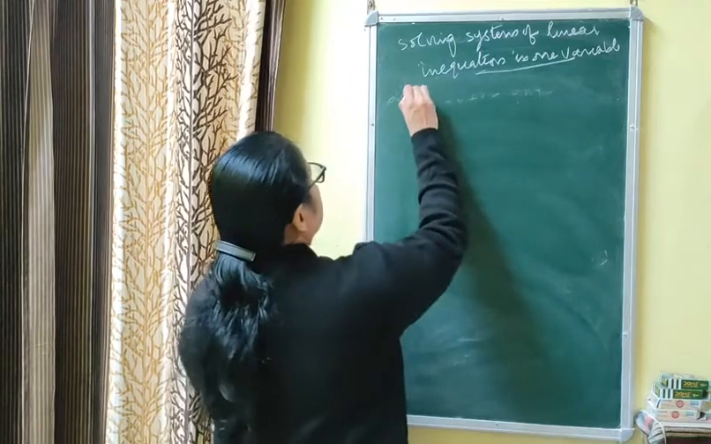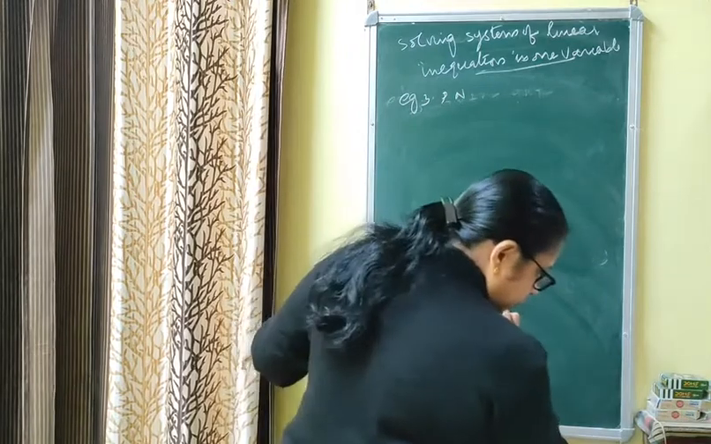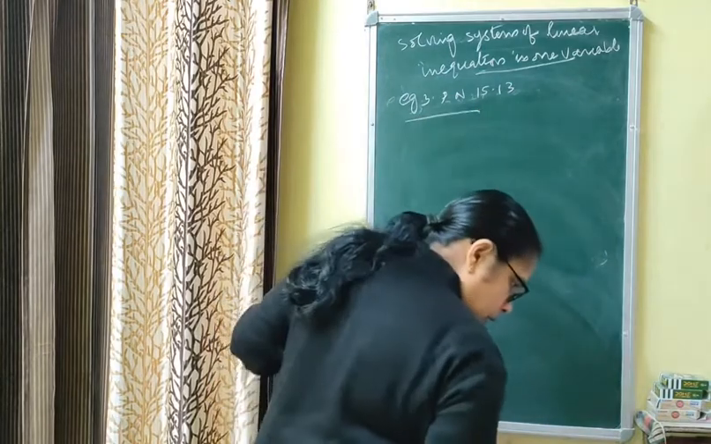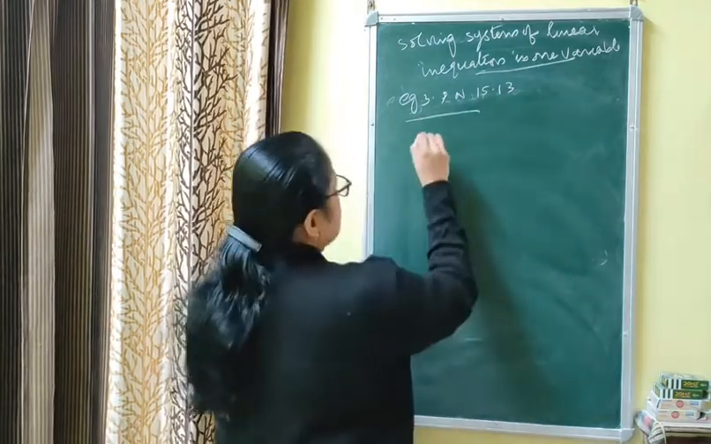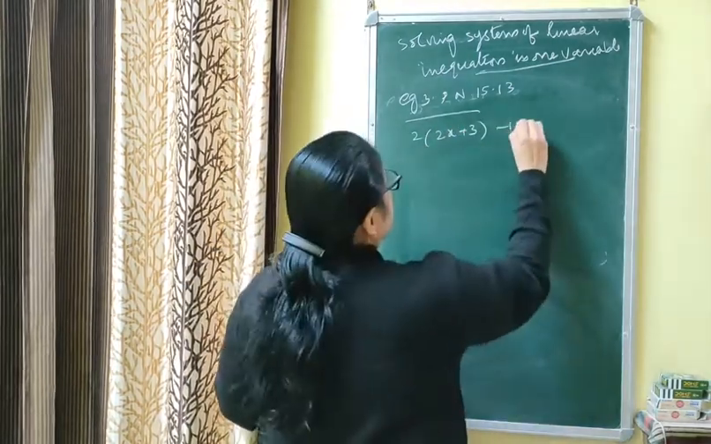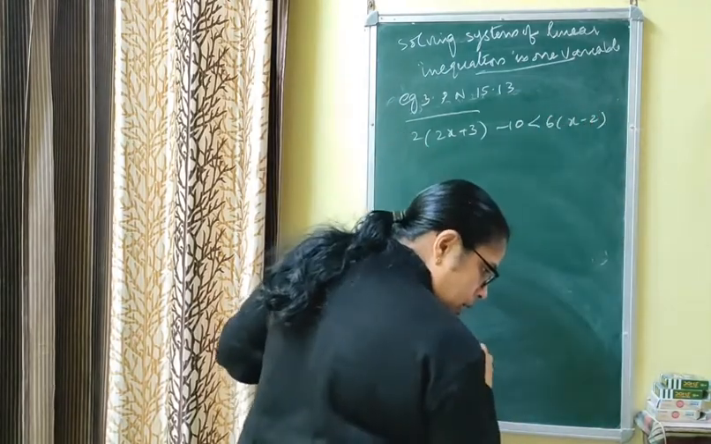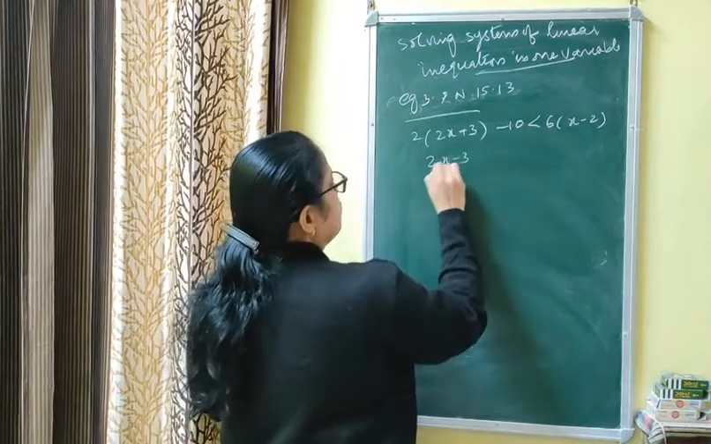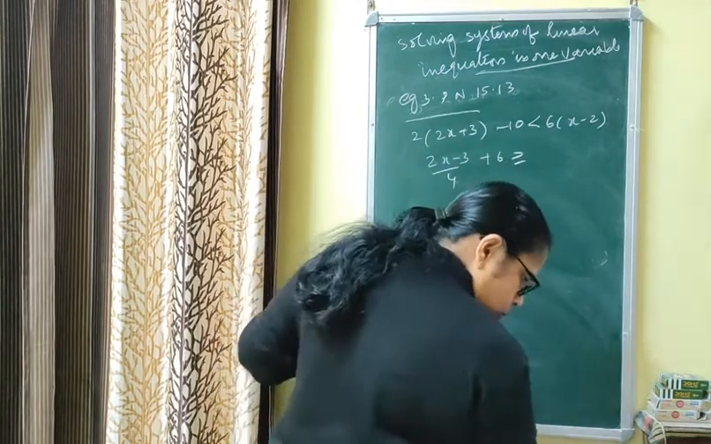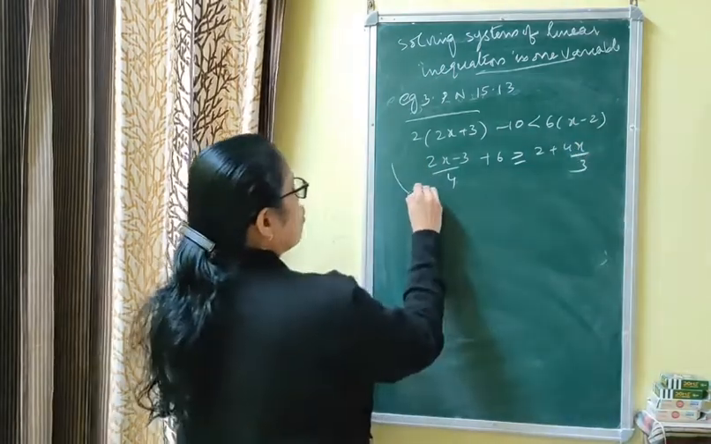Next question is Example 3, page number 15.13. I am reading the question. First inequality is 2 into 2x plus 3 minus 10 less than 6 into x minus 2. Second is 2x minus 3 by 4 plus 6 greater than or equal to 2 plus 4x by 3. First of all, let us solve the first inequality.